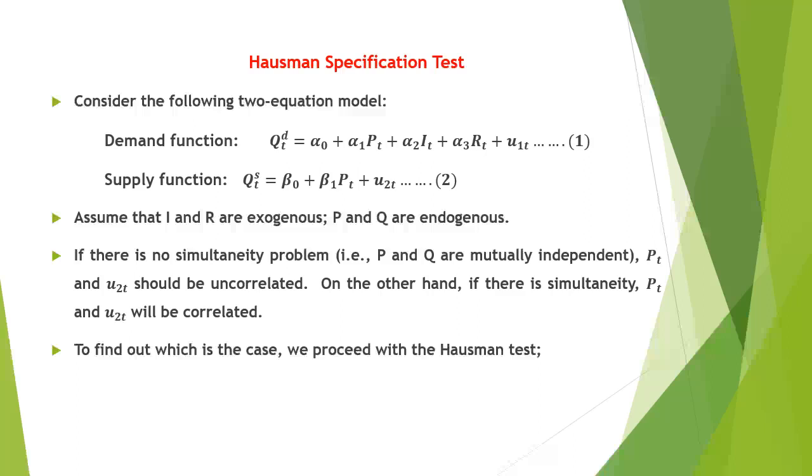Now consider the supply function. If there is no simultaneity problem, that is P and Q are mutually independent, Pt and u2t should be uncorrelated. On the other hand, if there is simultaneity, the price and the error term of the second equation, the supply function, will be correlated. To find out which is the case, we proceed with the Hausman specification test.